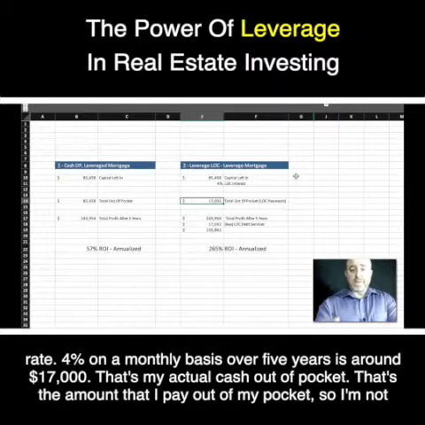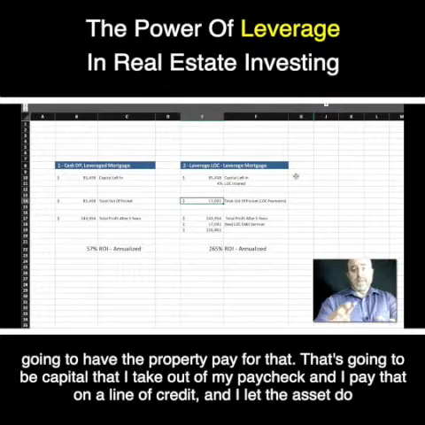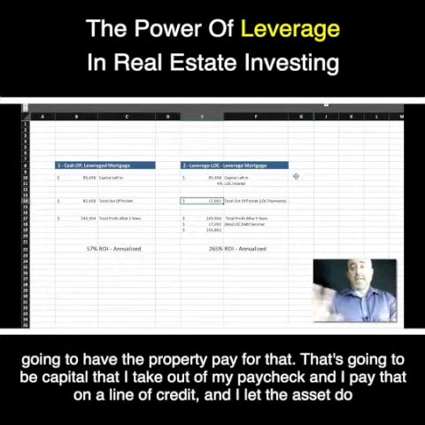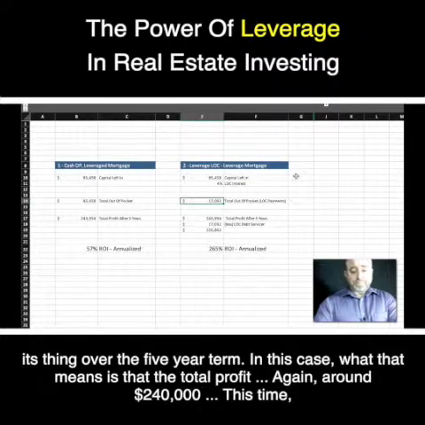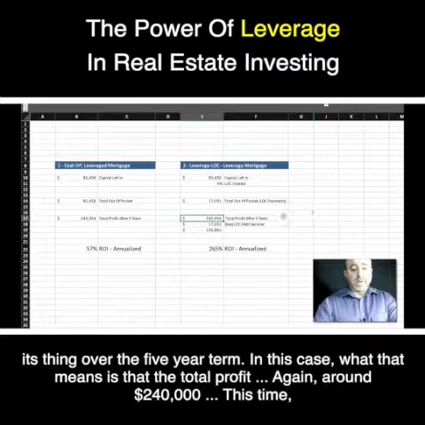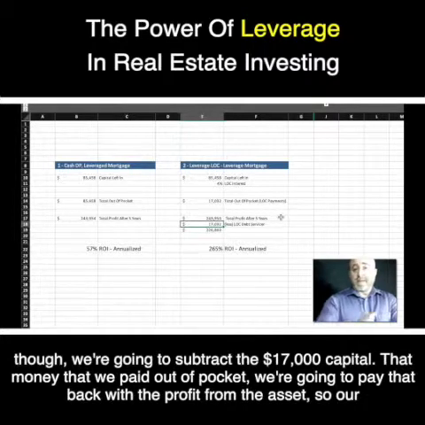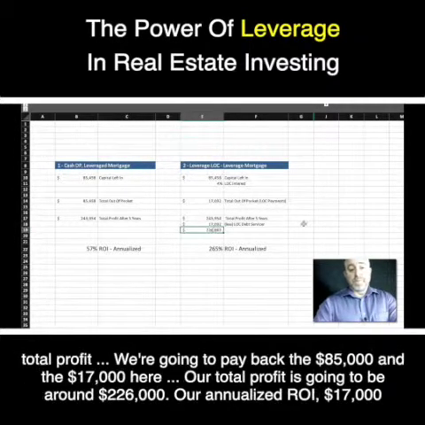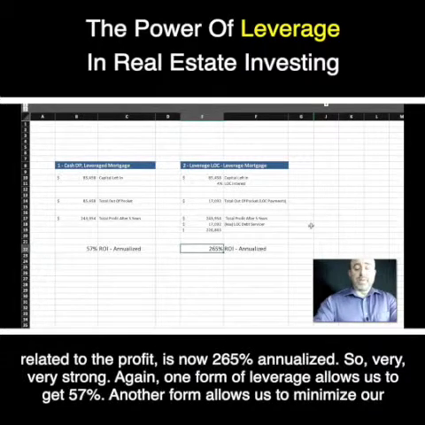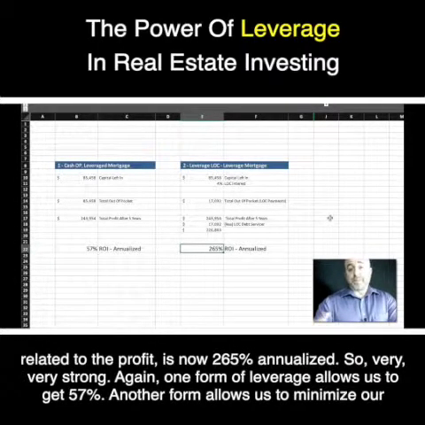That's my actual cash out of pocket, all right? That's the amount that I pay out of my pocket. So I'm not going to have the property pay for that. That's going to be capital that I take out of my paycheck, and I pay that on the line of credit, and I let the asset do its thing over the 5-year term. So in this case, what that means is that the total profit, again, around $240,000. This time, though, we're going to subtract the $17,000 capital. That money that we paid out of our pocket, we're going to pay that back with the profit from the asset. So our total profit, we're going to pay back the 85 and the 17 here. Our total profit is going to be around 226. Our annualized ROI, 17,000 related to the profit, is now 265% annualized.